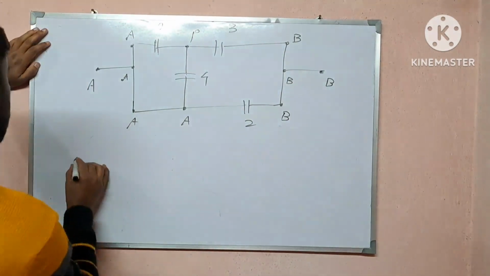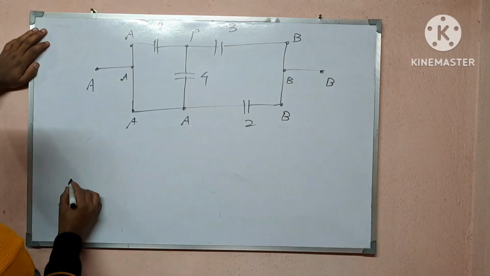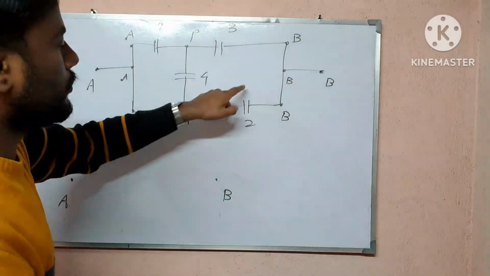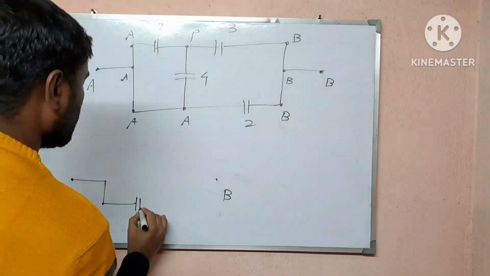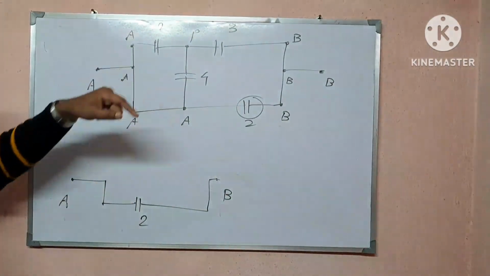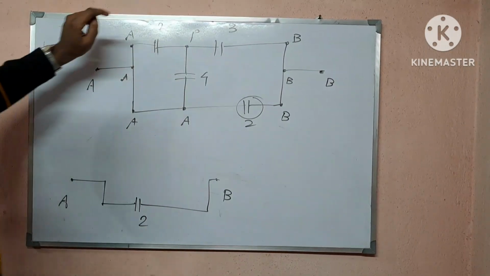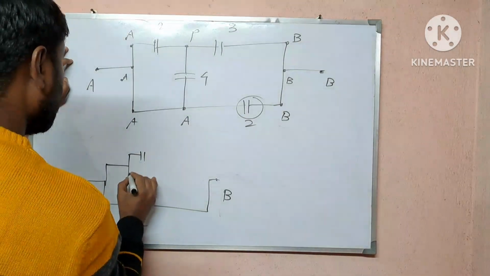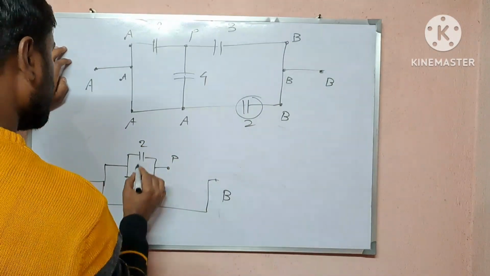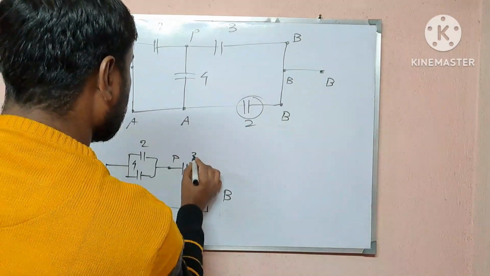So how will we solve it? That point is A, that point is B. A to B is directly connected with a 2 microfarad capacitor. So that one is complete. Now from A, 2 capacitors are directly connected at P. A to P, A to P. That point is P. That one is 2, that one is 4. And from P to B, one more is connected, that one is 3.